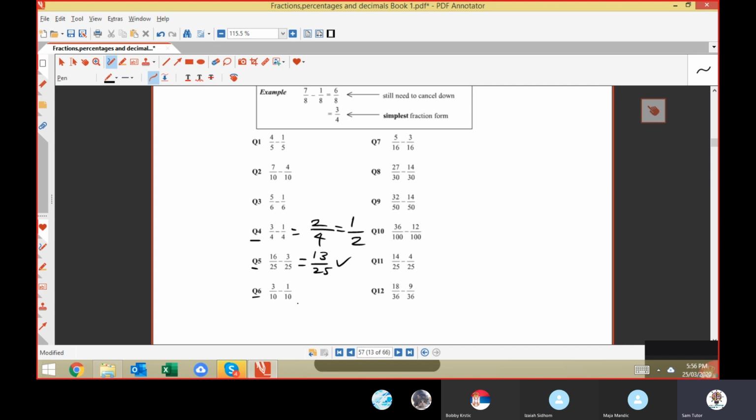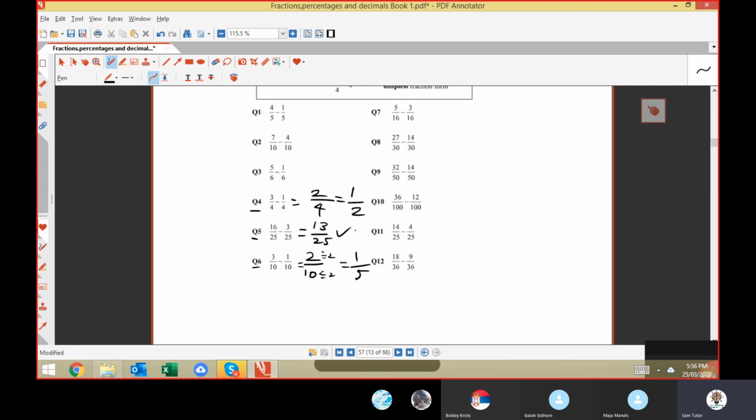3 take away 1, 2 over 10, but that can simplify still. So 1 over 5, because you can divide them both by 2. Isaiah, that makes sense? Yep. Good job. Anissa, all good? Yeah. Okay.